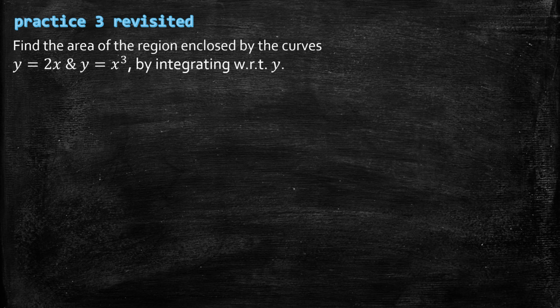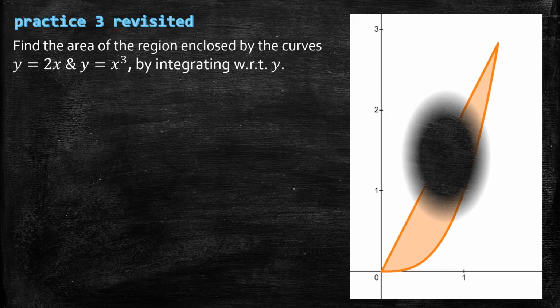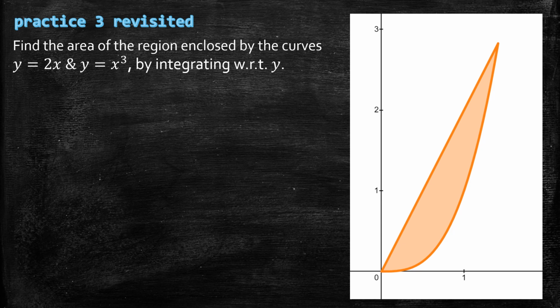We are going to revisit practice problem 3, which is the area enclosed by these two curves, but this time integrating with respect to y. So the formula with respect to y is given by this, and we need to establish what x_R and x_L are. So now we need to look at these curves. Let's see, the curve that's most to the right is y equals x cubed, and we actually have to solve that for x. So that is x equals the cube root of y, and that's our right-hand curve.